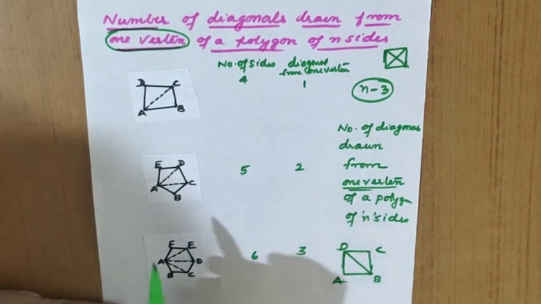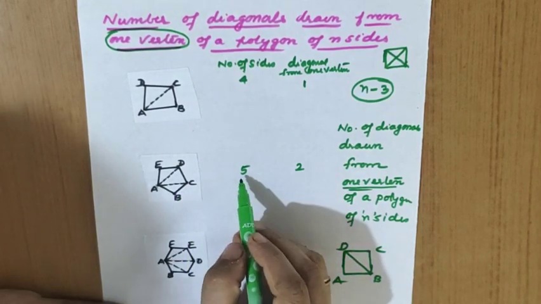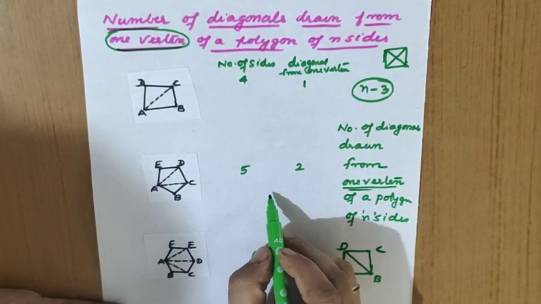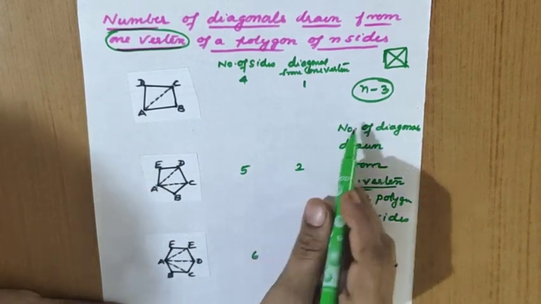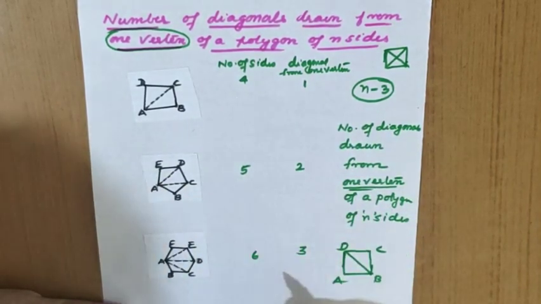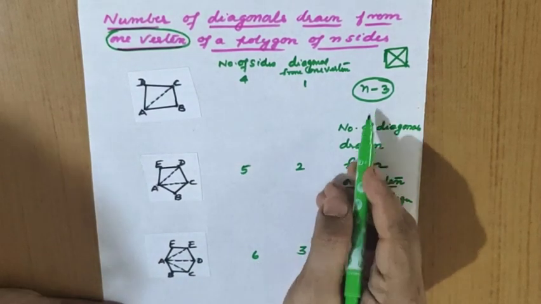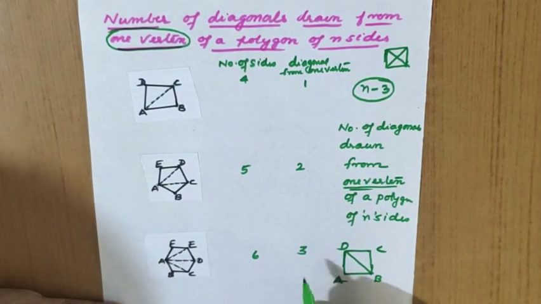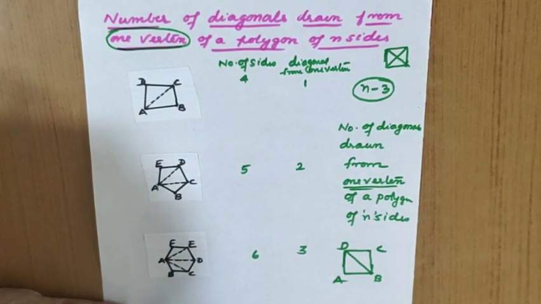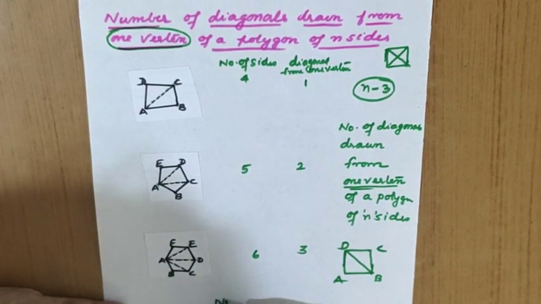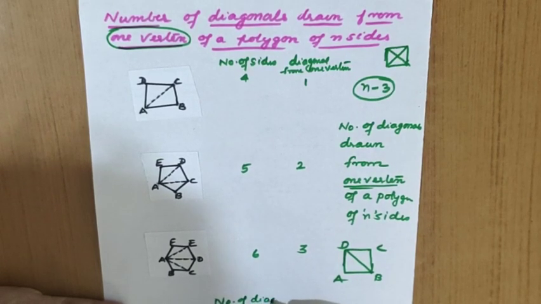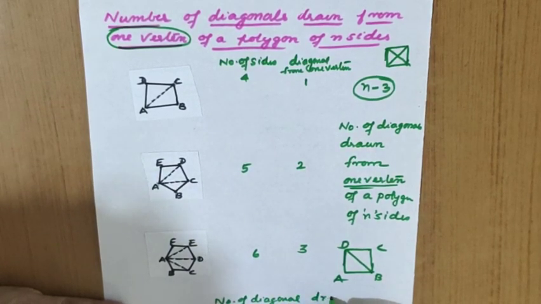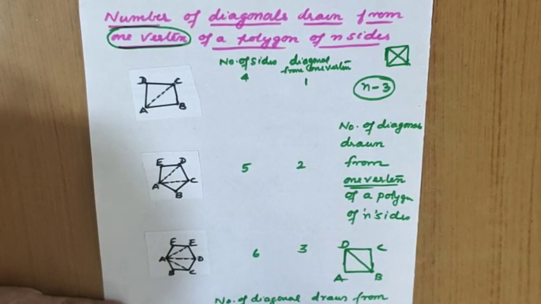Now similarly here, how many sides are there? 5. n equal to 5. What does the formula say? n minus 3. So 5 minus 3 is equal to 2. Now the number of sides is 6. What is the number of diagonals from one vertex? 6 minus 3 equal to 3. Now n equal to 10. So the number of diagonals drawn from one vertex, what is the formula? n minus 3, that means 10 minus 3 equal to 7.